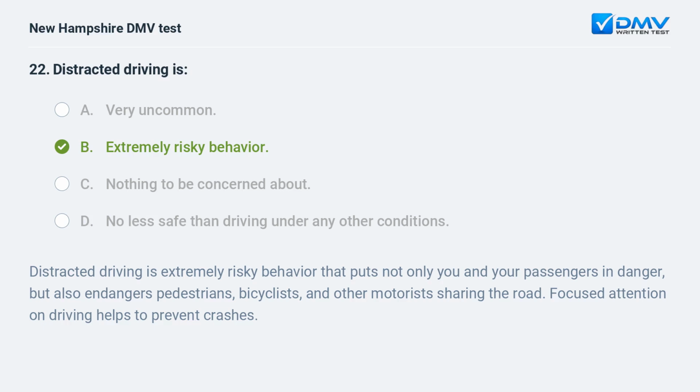Distracted driving is extremely risky behavior that puts not only you and your passengers in danger, but also endangers pedestrians, bicyclists, and other motorists sharing the road. Focused attention on driving helps to prevent crashes.